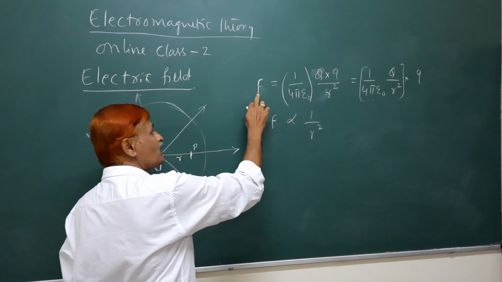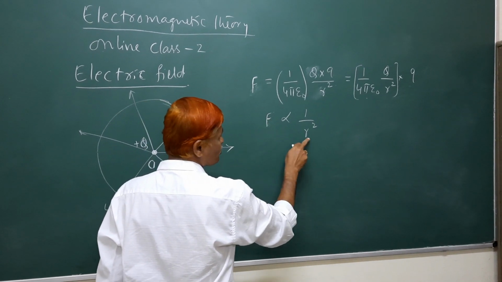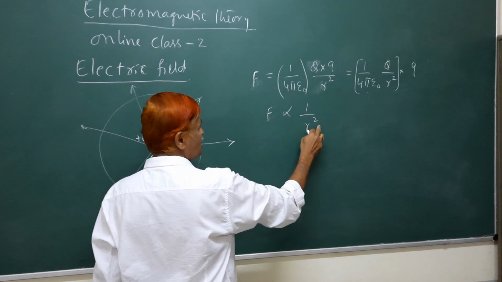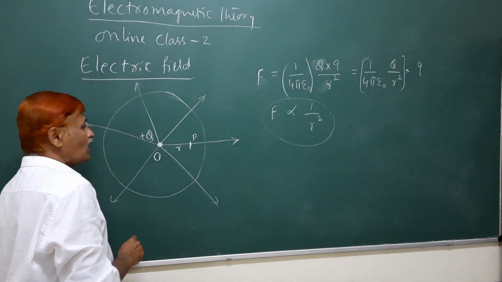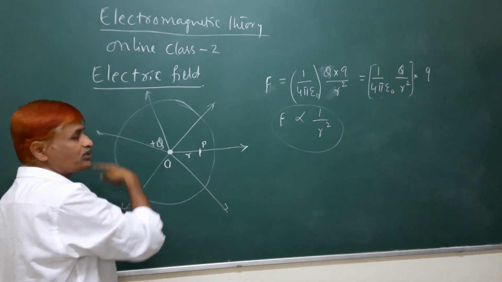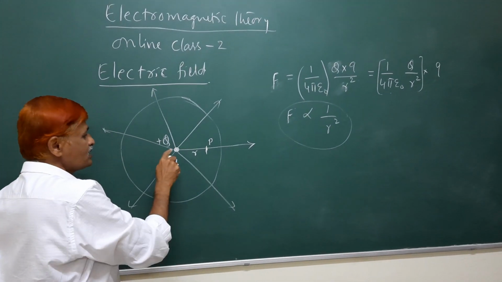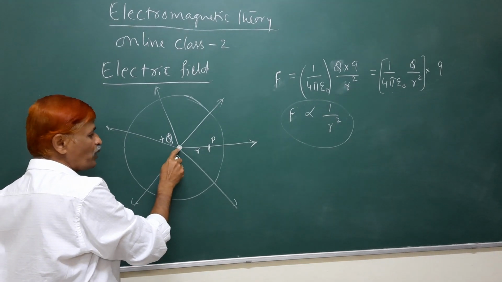Now we have to understand the variation of force, which is inversely proportional to the square of the distance. In order to understand this, we have to discuss electric lines of force. Before going to that, see this: plus q is the charge placed at point O.